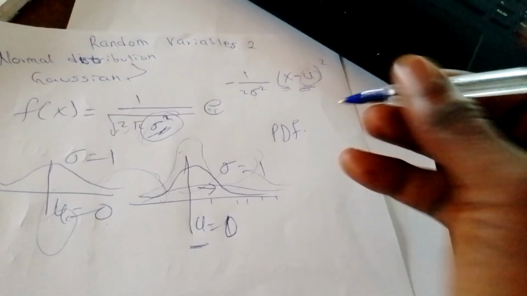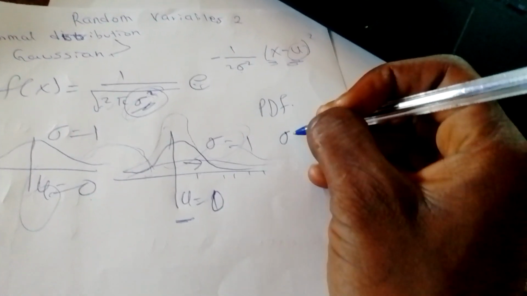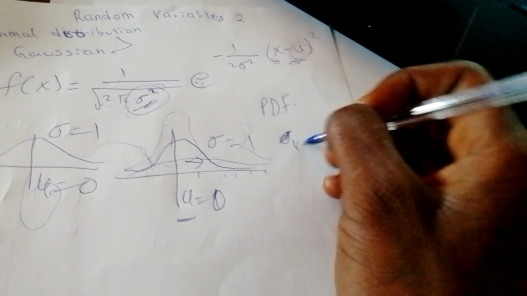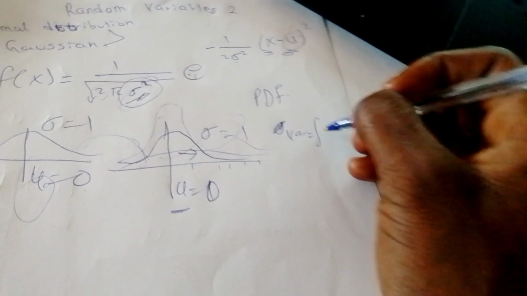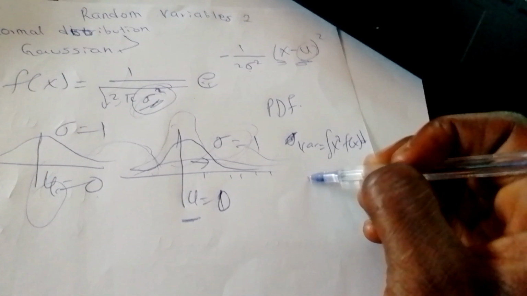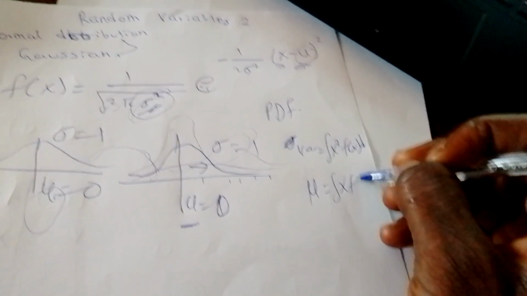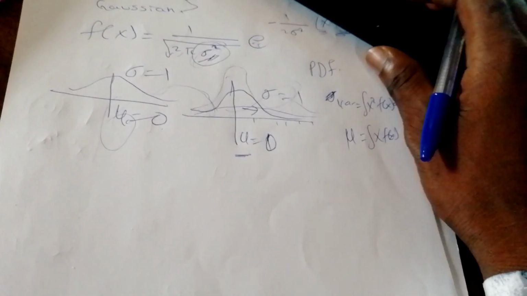Now, if you were going with the other approach, then you know how to find your standard deviation, or rather your variance, which is the same thing. For your variance, you find the integral of x squared f of x dx, so you have to integrate that. And if you want to find your mean or your expectation, you do the integral of x f of x dx. But this is a simpler approach that we are going to use.